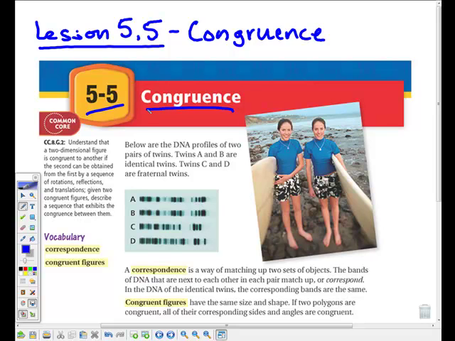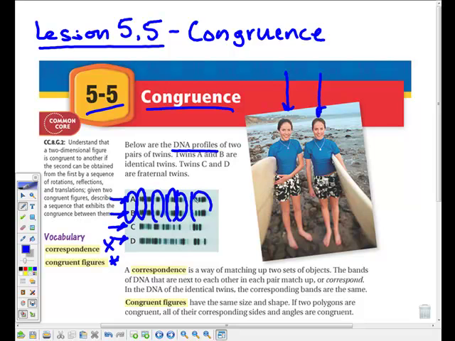The key thing about congruence is here you see a picture of identical twins, and over here we have the DNA profiles of them. Vocabulary words that you should know for this are correspondence and congruent figures. Correspondence, if we look at the DNA patterns here, you probably can tell which DNA patterns are for the identical twins. And it's A and B because if you look at their DNA patterns, you can see parts of them that correspond to each other and they match up identical.